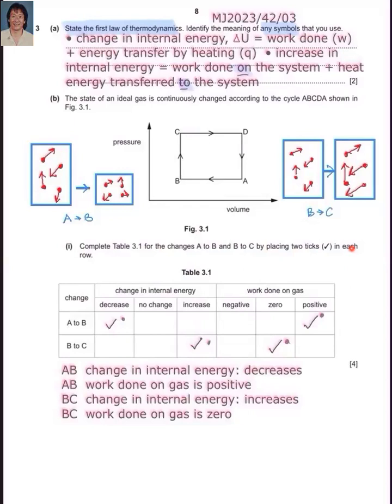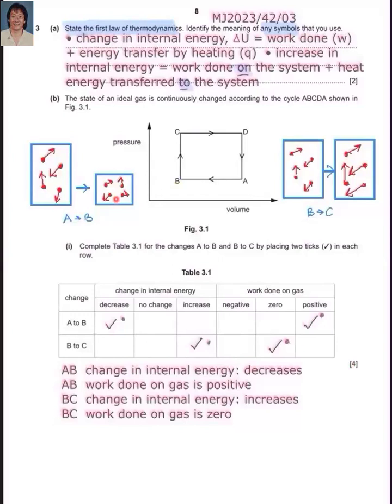So from A to B, the gas contracts at constant pressure. This means that work is done on the gas to compress the gas. That means your W is positive. This is why you tick here, 1 mark. This question carries 4 marks. This is 1 mark.